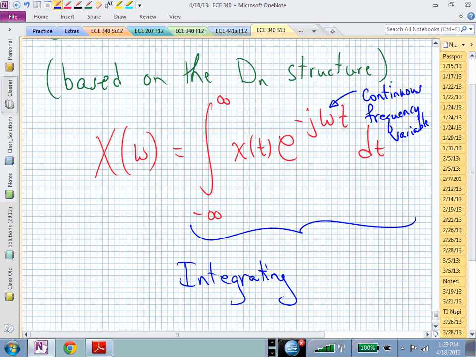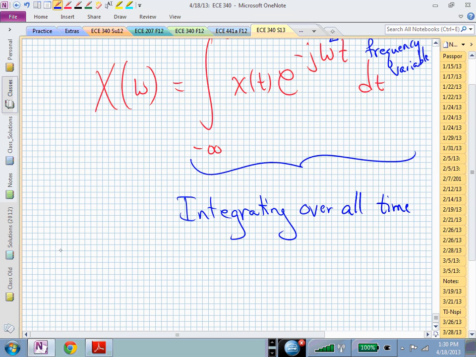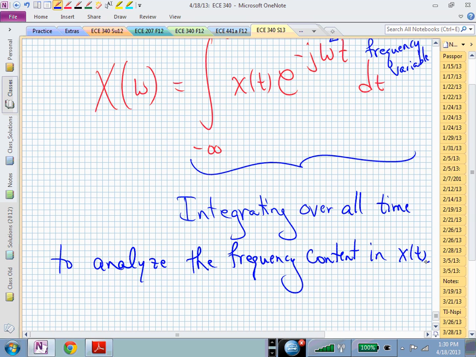That's really what we're doing. We're just saying, give me the entire history of x of t. It's aperiodic, it's not periodic, and I'm going to boil that down so that I can give you the frequency content in that waveform. That's what we're now defining this capital X of omega to be. We're integrating over all time, and that allows us to analyze the frequency content in little x of t.